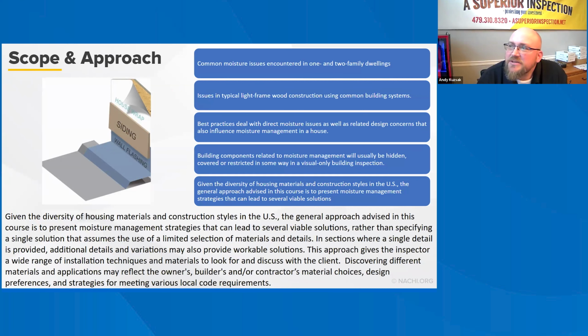Many of these best practices will be found during a home inspection. The lack of a particular best practice for moisture management may not necessarily be a construction defect potentially leading to moisture intrusion. Caution during an inspection is advised when inspecting for construction practices because a typical home inspection is strictly non-invasive and visual. Building components related to moisture management will usually be hidden, covered, or restricted in some way in a visual-only building inspection.